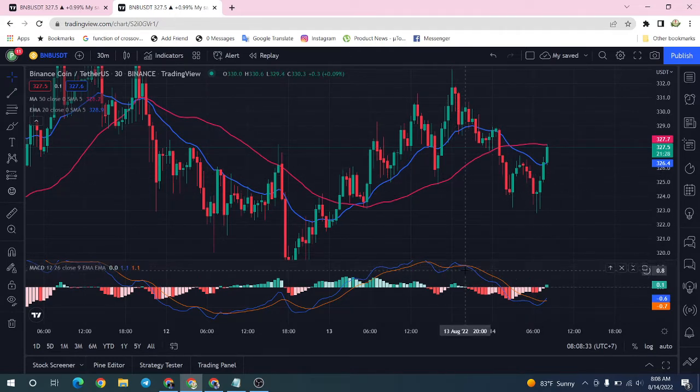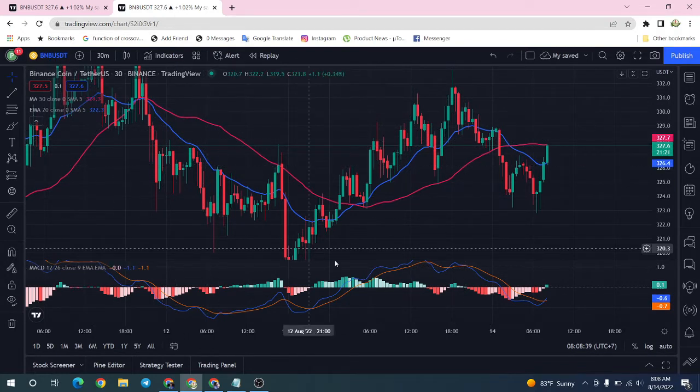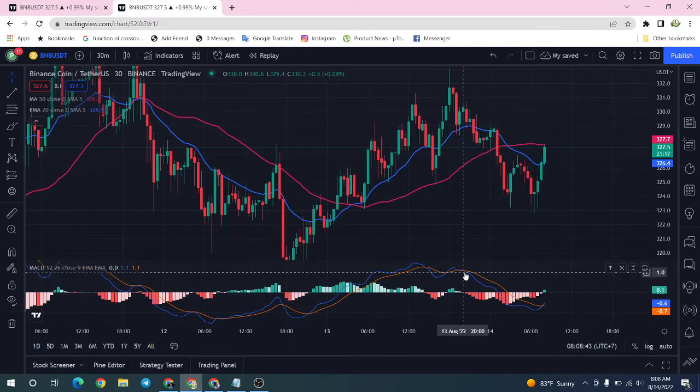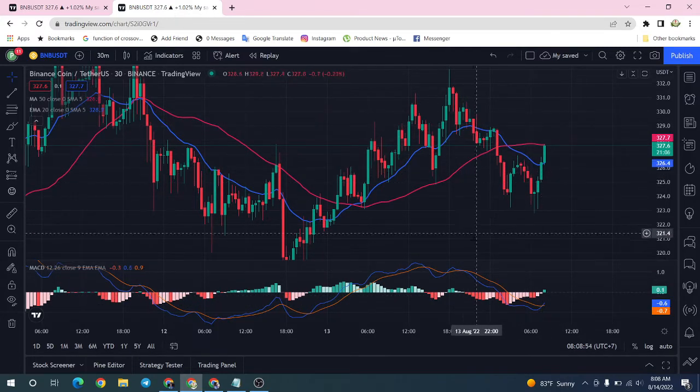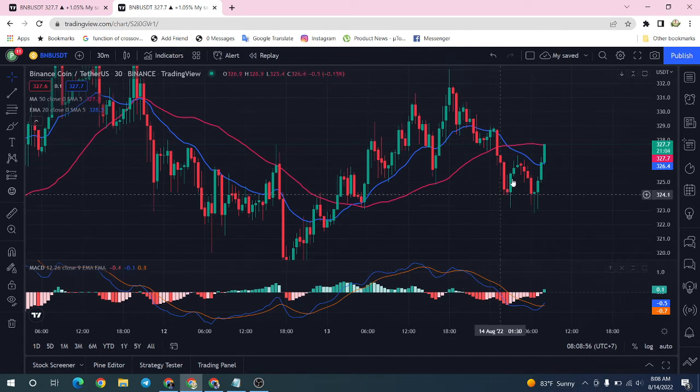I take the BNB USDT pair to do a demo. You see here, the orange is above the blue line, so the price is going down. See, going down. MACD is confirmed first, and then the EMA is confirmed later here.